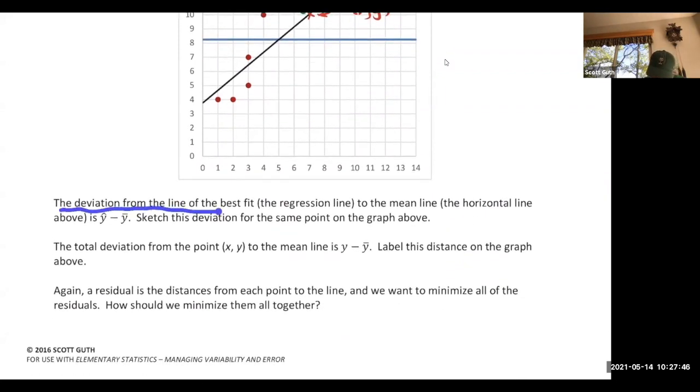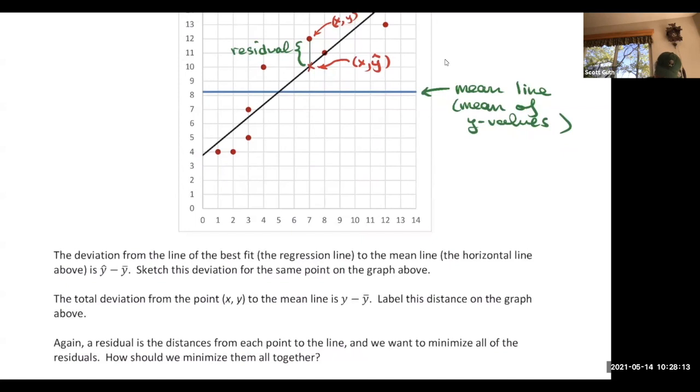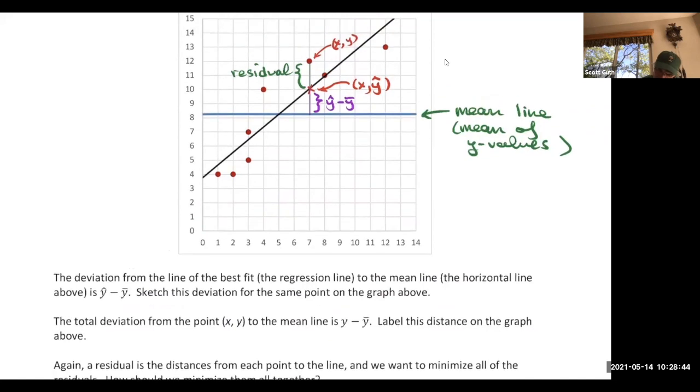Okay, so the deviation from the line of best fit, which is the regression line, to the mean line, that's in blue. So this is the mean of Y values. It says the deviation from the line of best fit to the mean line is Y hat minus Y bar. So that's going to be another distance, which I think I'll do in purple. It's going to be hideous. So this distance right here is Y hat minus Y bar. The mean of Y values is Y bar. Again, the residual is Y minus Y hat.